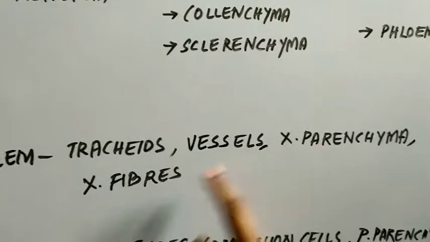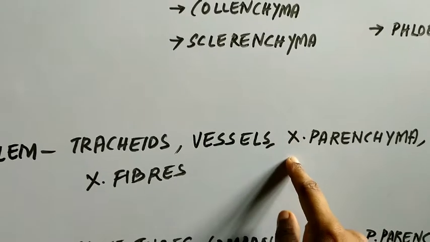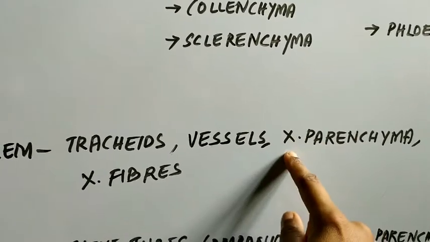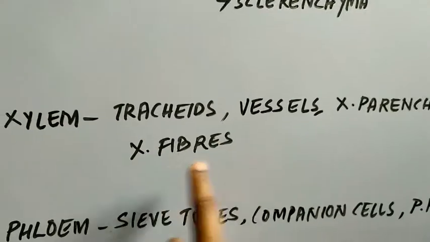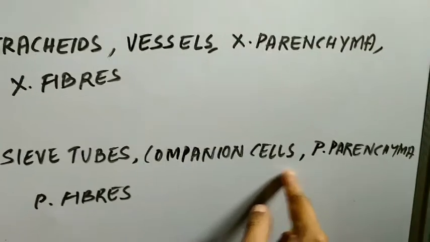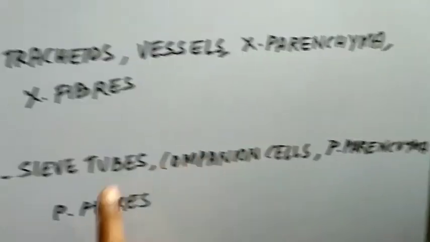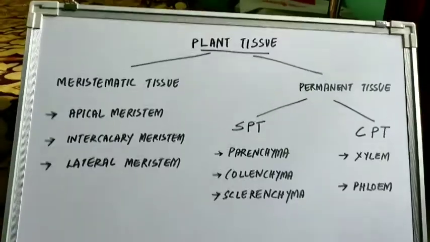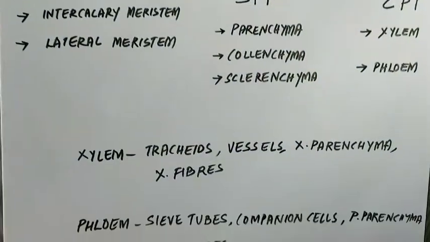So children, make sure that you do not write X, but you write xylem here. Okay, you have to write xylem, xylem parenchyma, and xylem fibers. Phloem is made up of sieve tubes, companion cells, phloem parenchyma, and phloem fibers. This is in a nutshell what we learned in plant tissue. I hope you are writing it down.